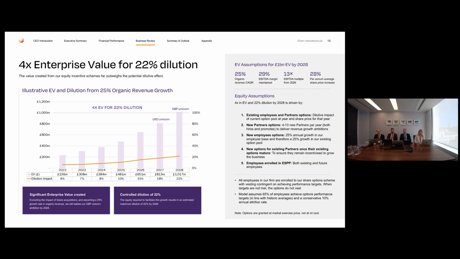This gets us to a 22% dilution in 6 years. So four times the enterprise value for 22% dilution. And that's because employees have to perform to get their options, and our options were granted at market price. So these are not nil cost options that some companies use. The employee or partner only gets the benefit of growth in the share price because the option is priced at market price. And that limits dilution, but also completely aligns their incentives with those of our external shareholders. So we think this is a very compelling argument for the way we've structured our employee incentive schemes.